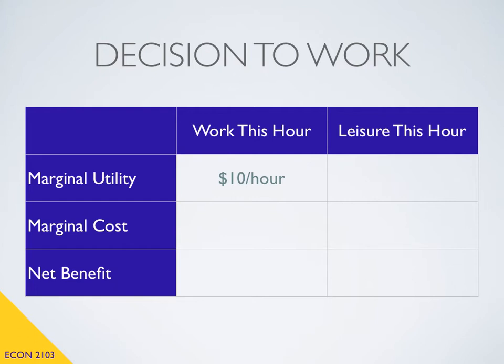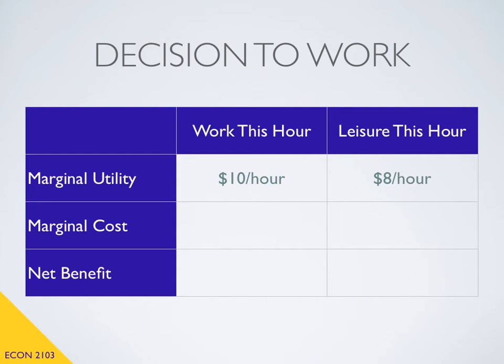So, we can determine how much happiness a person expects to receive from leisuring by how much they are willing to sacrifice for it. Suppose that this person, at this time of day, is willing to sacrifice $8 of income in order to leisure for an hour. Then that would be the value that this person places on that leisure. That's the marginal utility for leisure.